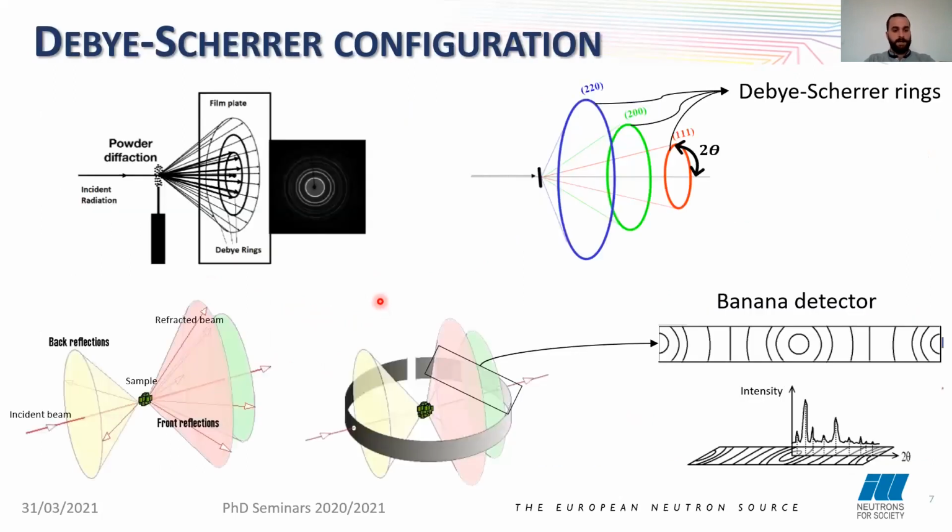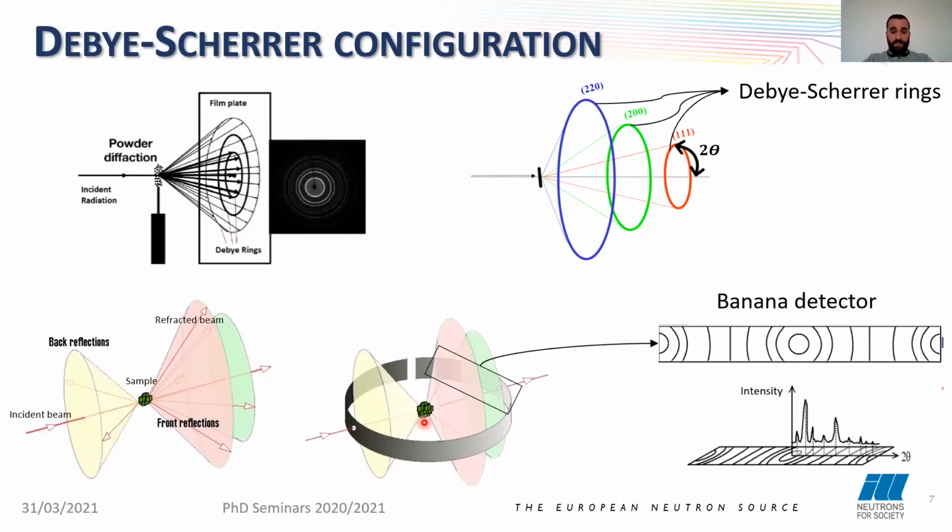So, coming back to this figure, diffraction in powders occurs in all directions for each Bragg angle 2 theta, because there is a random distribution of crystallite orientations. So for that reason, powder diffraction arises in cones, and the intersection of these cones with the detector forms what are called the Debye-Scherrer rings, as I was mentioning before. So the Debye-Scherrer configuration is shown in this figure, and we have the incident beam, which is diffracted by the sample in many different directions with different intensities, and we can have front or back reflections.